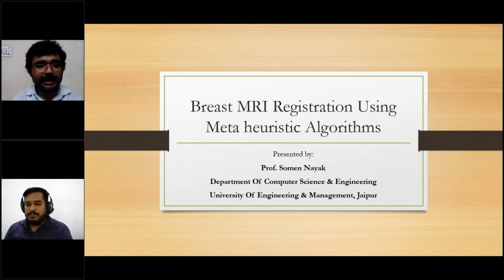So we are back again, and today Professor Somen Nayak from the Department of Computer Science and Engineering of University of Engineering and Management, Jaipur, will be presenting breast MRI registration using meta-heuristic algorithms. Somen is a good researcher. He himself organizes 2 conferences almost single-handedly. So I'm sure that Somen will come up with a wonderful presentation.